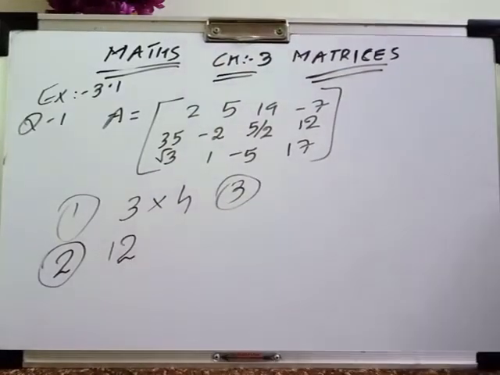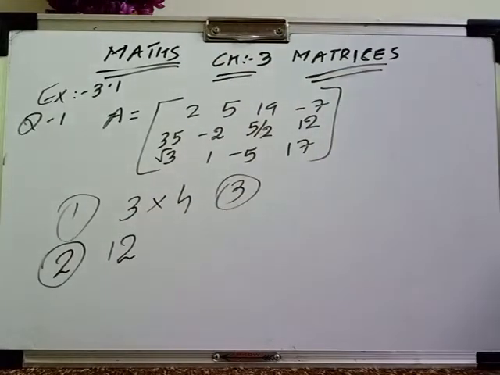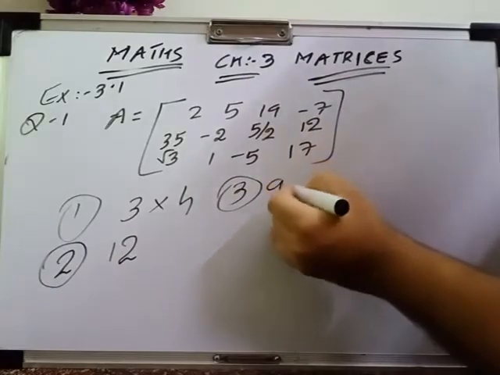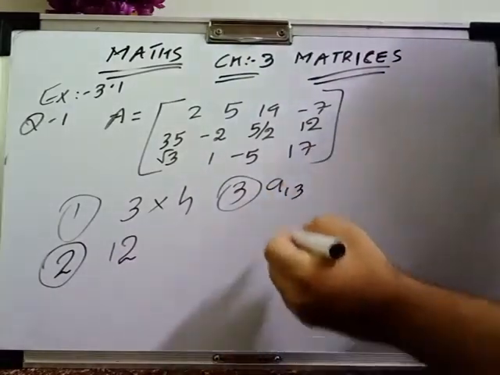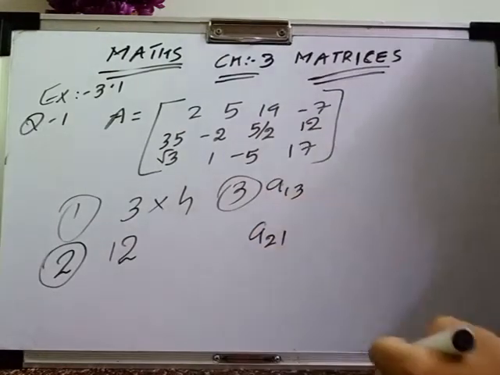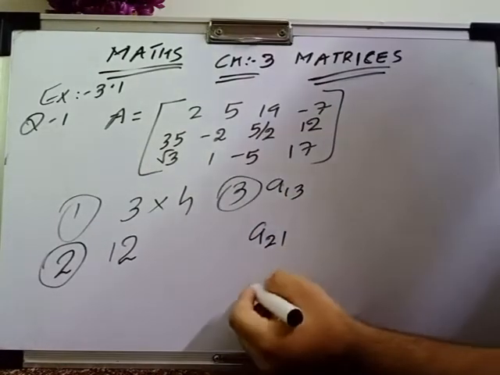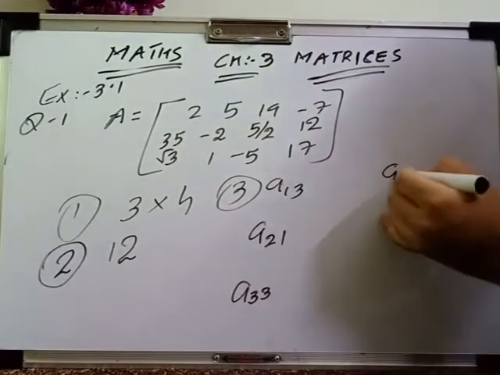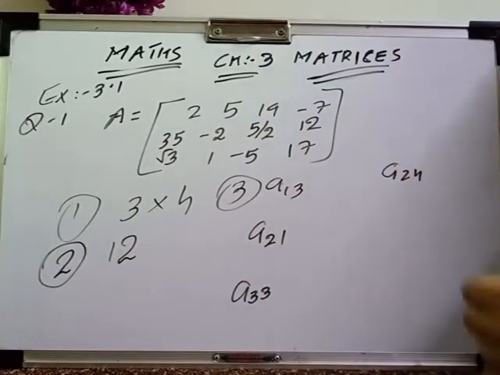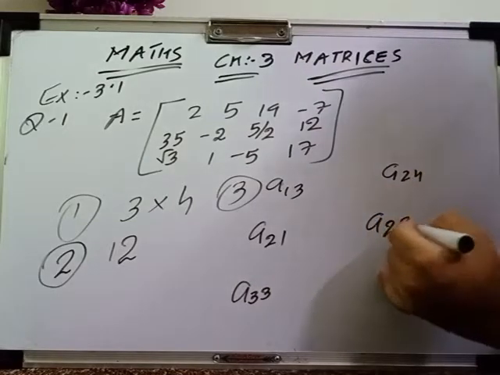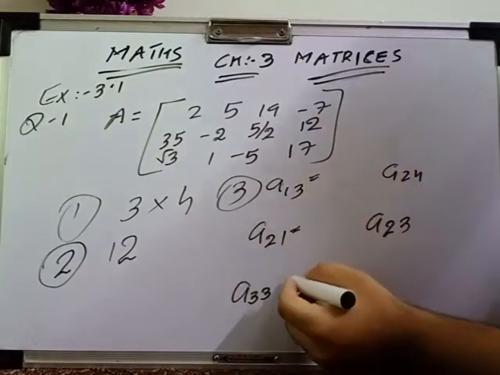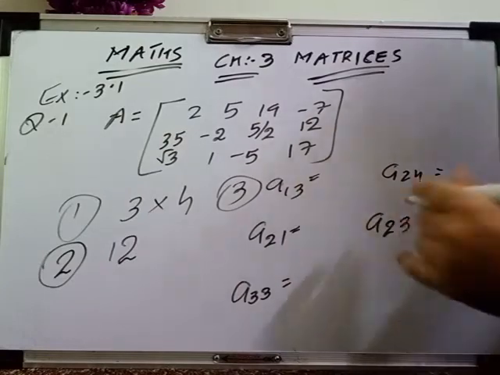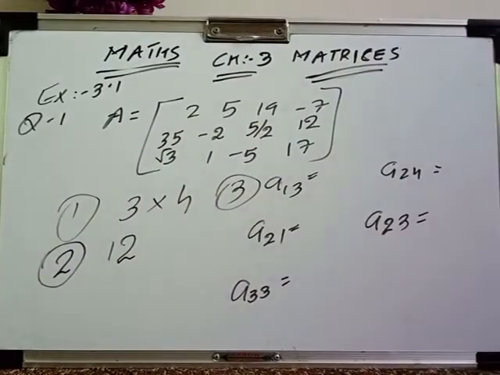Third, we are asked to write down the elements A13, A21, A33, A24 and A23, right? So how to understand which one will be A13?